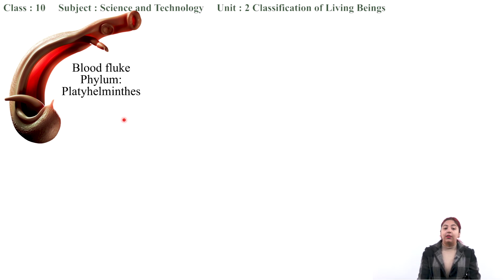Yes, it's blood fluke and it belongs to the phylum Platyhelminthes. Platy means flat, helminthus means worm. So all the flatworms lie in this phylum. So blood fluke is dorsoventrally flattened, hence it also belongs to the phylum Platyhelminthes.